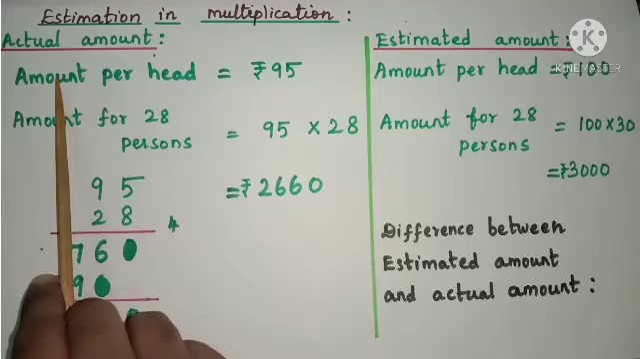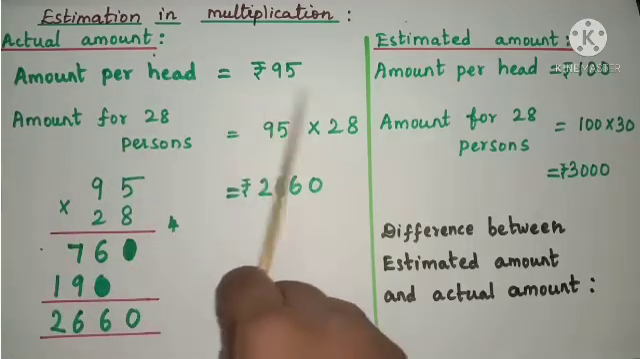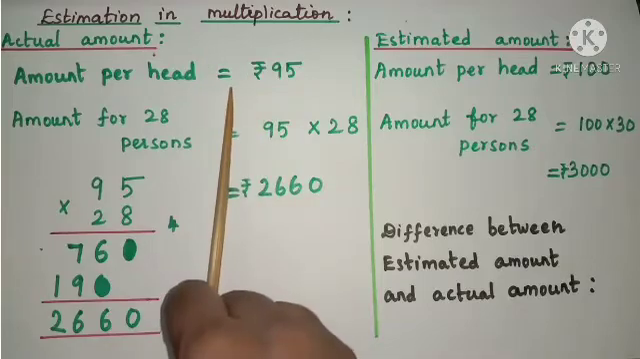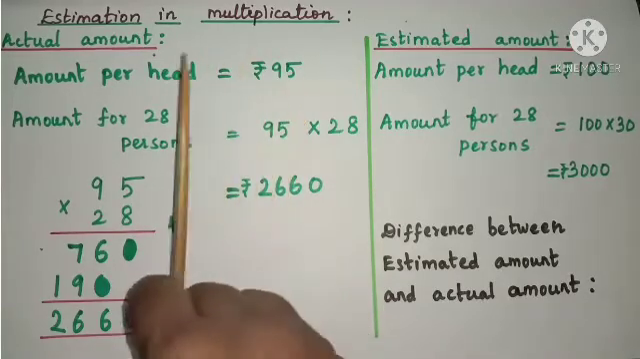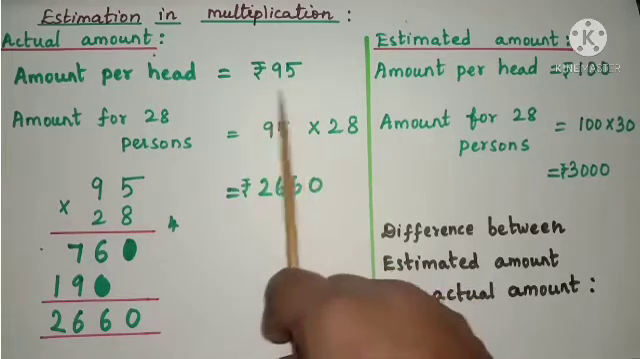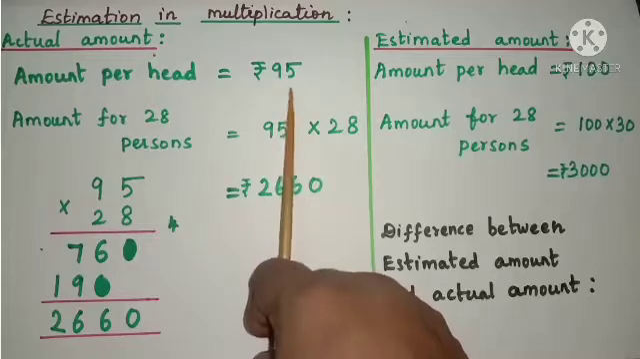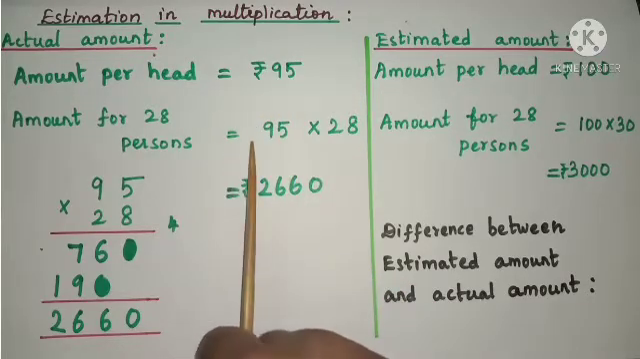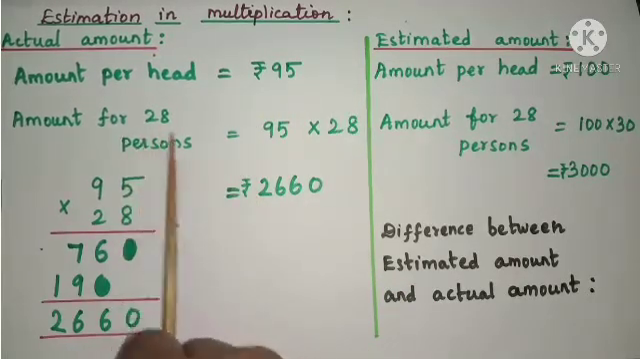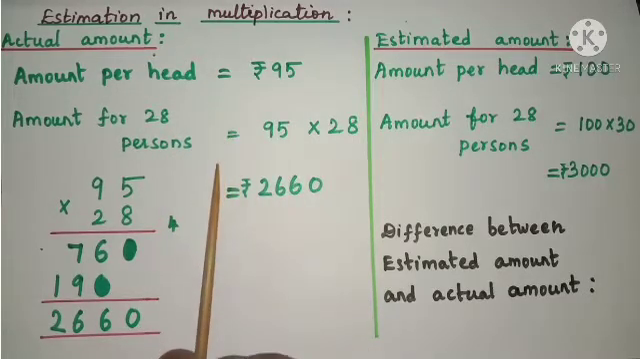Now let us do the estimation in multiplication. Here is an example. A tourism company collected 95 rupees per head for a field trip. For one person, the tourist company collected how many rupees? Yes, it is rupees 95. Estimate the amount collected from 28 persons. So, this is a multiplication problem.